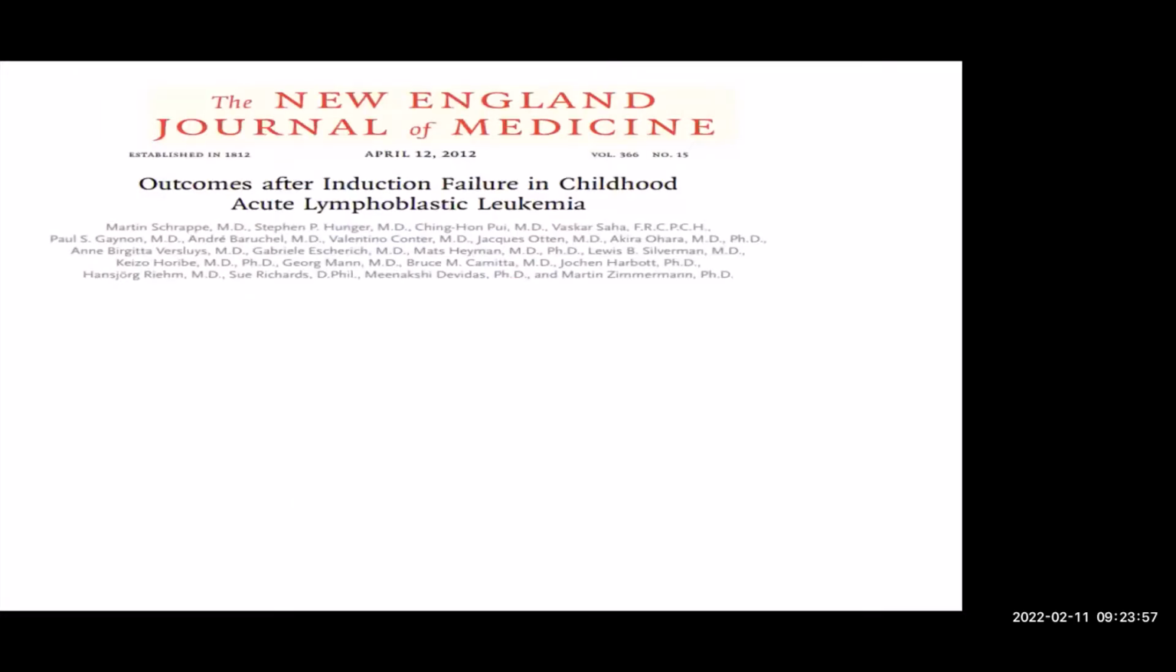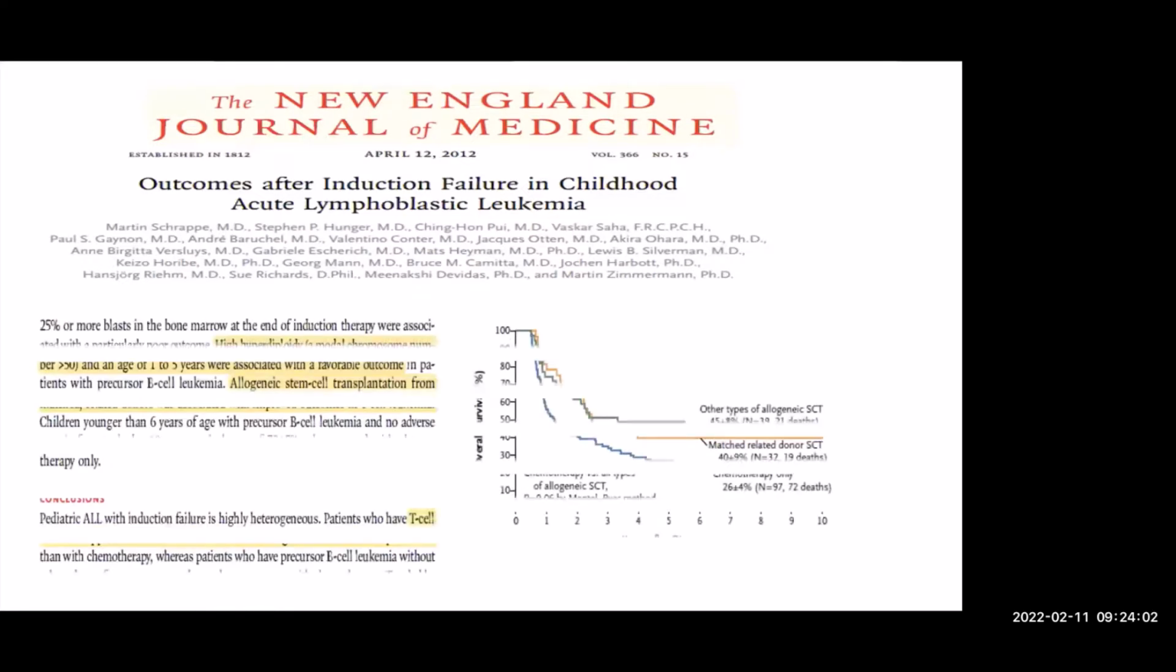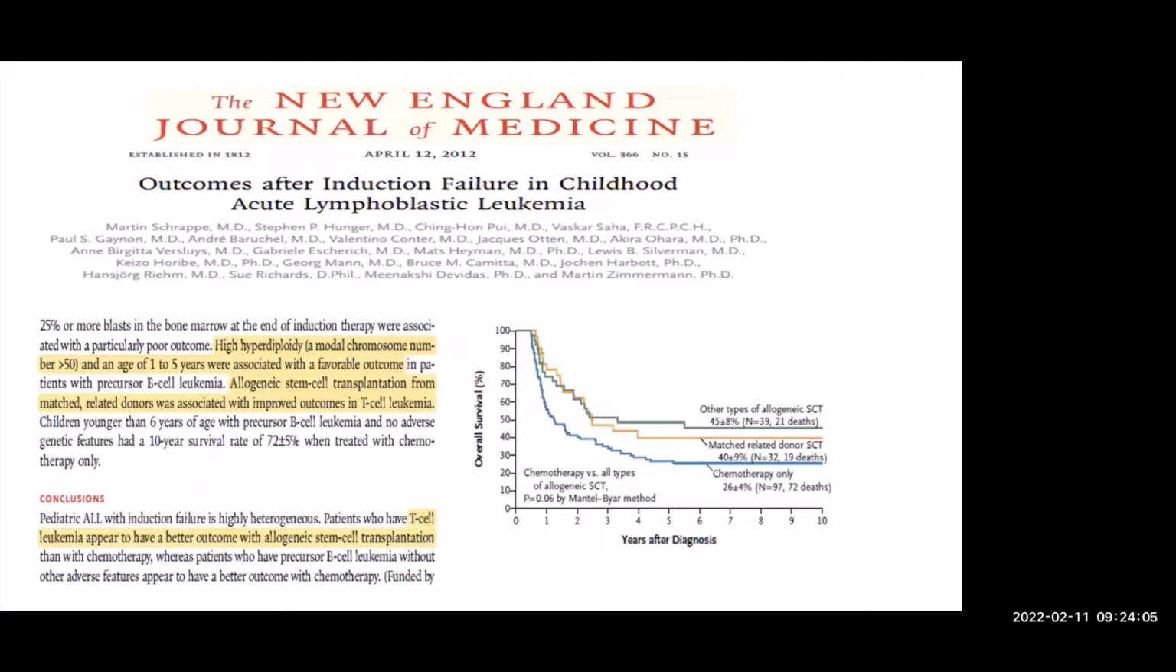Coming to the other risk factor, lack of complete remission at the end of induction. This is the study published in NEJM, where patients who had induction failure received allogeneic stem cell transplant compared with conventional chemotherapy. As we have seen in this graph, patients who received allogeneic stem cell transplant had better outcomes compared with continuing with conventional chemotherapy. And in the subgroup analysis, they suggested that T-cell acute lymphoblastic leukemias have better outcomes with allogeneic stem cell transplant compared with chemotherapy.